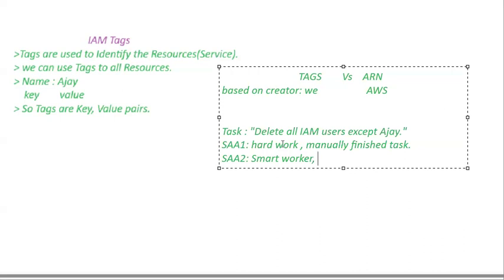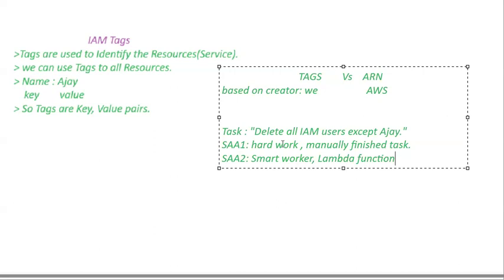What did he do? Let's see. I was really amazed with his work. He did this work in very less time compared to solution architect 1, and even though he worked much less, he did a fantastic job. So let's see what he did. He created a Lambda function, and he wrote Python code in it.